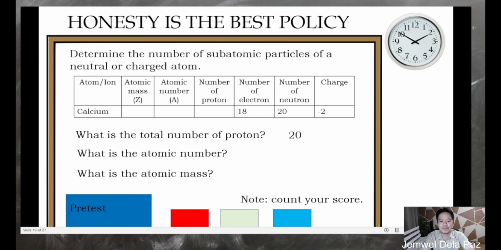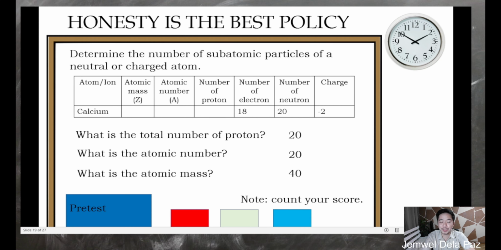What is the atomic number? The atomic number is 20. What is the atomic mass? The atomic mass is 40. And that is how we were able to determine the number of subatomic particles of a neutral or charged atom.